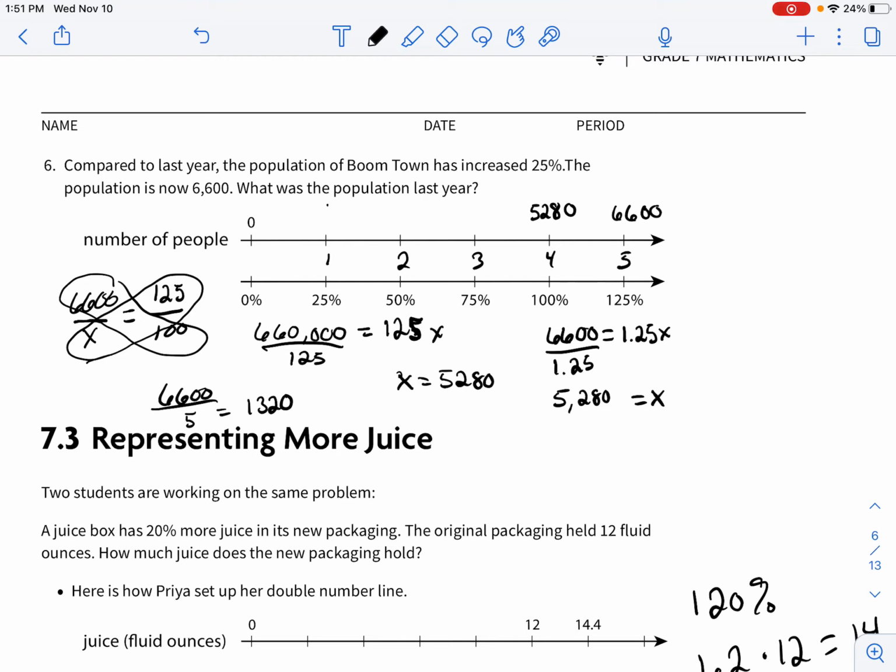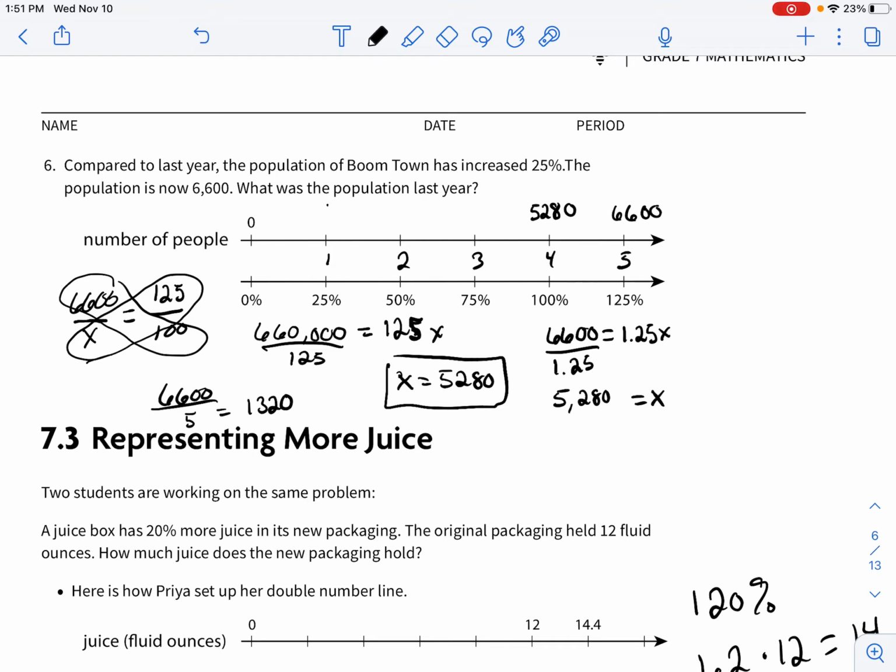So with that, I set up my cross product. 6,600 over x is equal to 125 over 100. Once again, if you would have put 25 in there, you would have gotten the amount that it increases by, so you just subtract that from the 6,600. But when you take your cross product, you get 660,000 equals 125x. Divide by 125, and you get your answer right here. X equals 5,280.